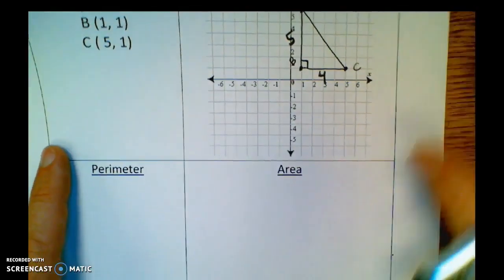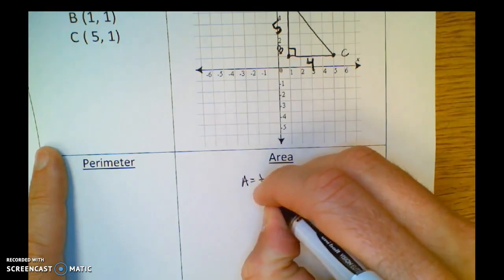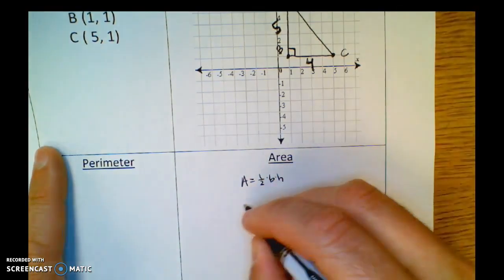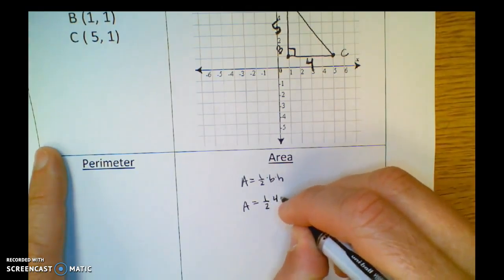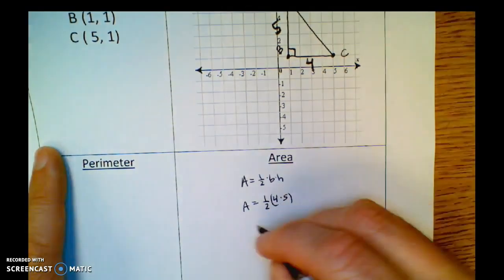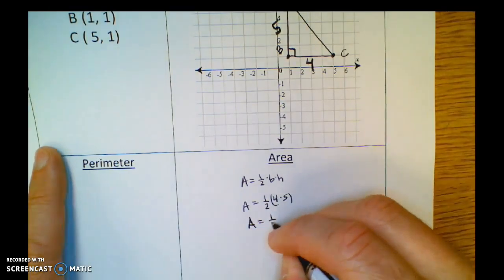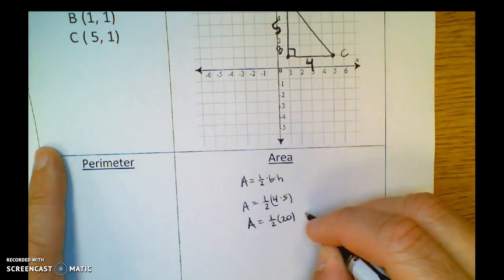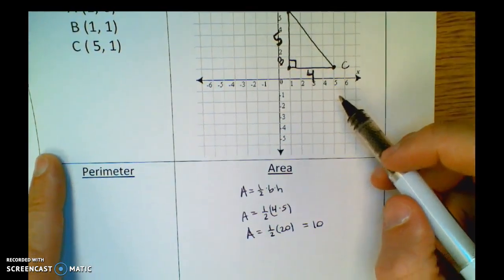So the area of that triangle would just be area equals 1/2 times base times height. So in this question it's half of 4 times 5. 4 times 5 is 20. And half of 20 equals 10. So the area of this shape is 10 units.